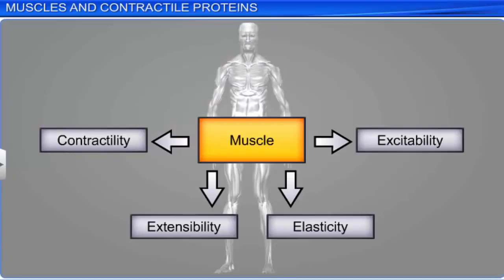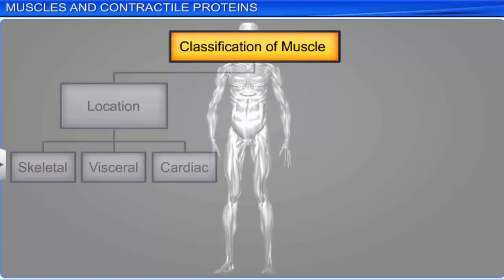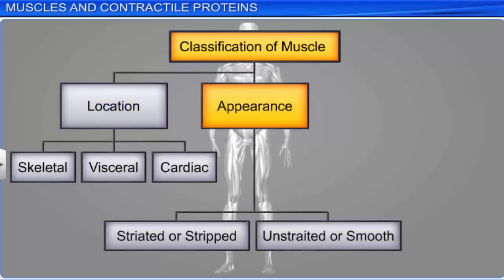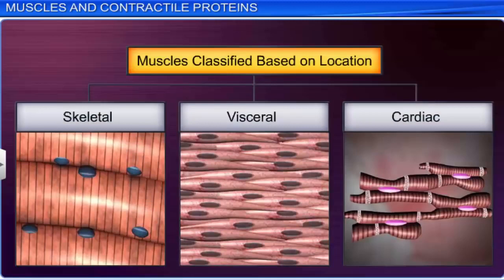Interestingly, it is the only tissue in your body that has special properties like contractility, extensibility, elasticity, and excitability. Muscles can be classified based on their location, appearance, and nature of regulation of their activities. Based on their location, muscles are classified into three types, namely skeletal, visceral, and cardiac.